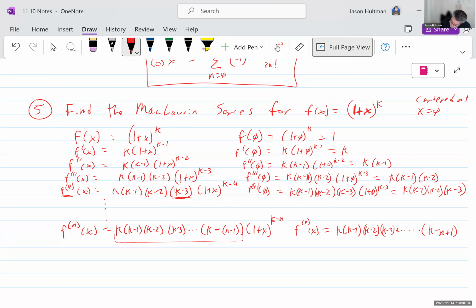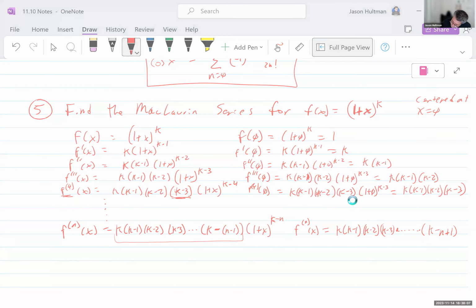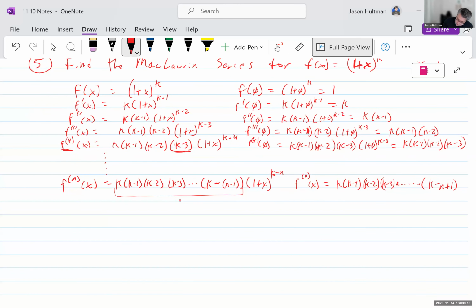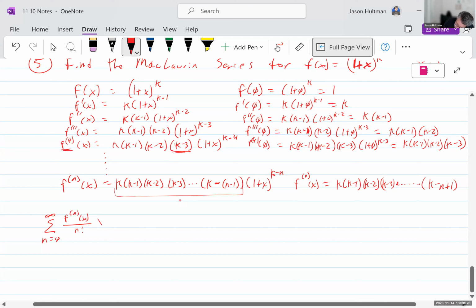Okay. So again, how is this going to help me? Well, it's the derivatives that are going to help me build a series. So again, what's the Maclaurin series look like? It looks like this. The sum from n equals 0 to infinity of the nth derivative of f at 0, over n factorial, times x to the nth. That's the Maclaurin series. Oh, these were evaluated at 0, right? That's at 0 from Maclaurin.